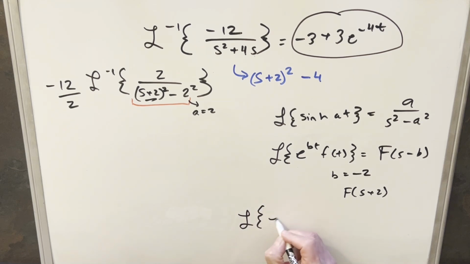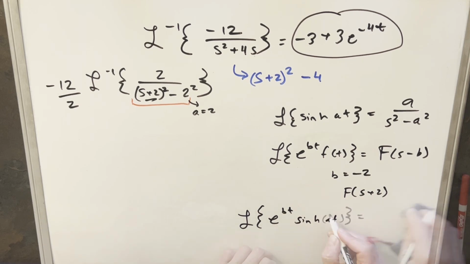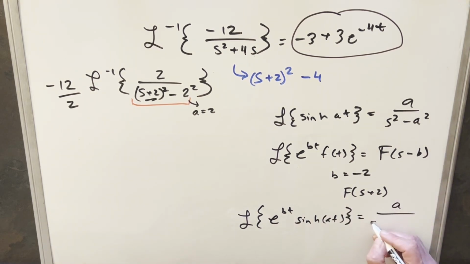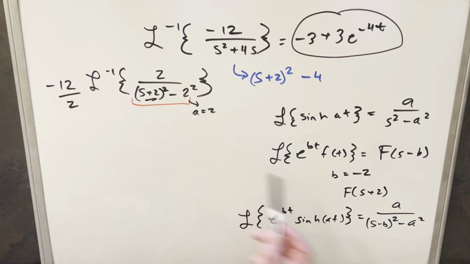We can look at the Laplace transform of e to the bt sinh at. So then we can just take this formula and shift it and write it as a over s minus b squared minus a squared. And that's exactly in the right form for what we have here. So let's see if I can put all this stuff together.